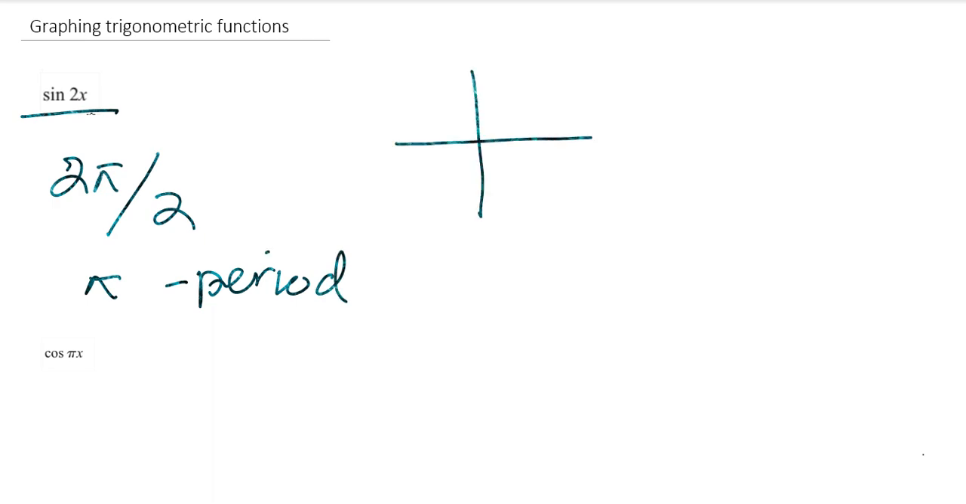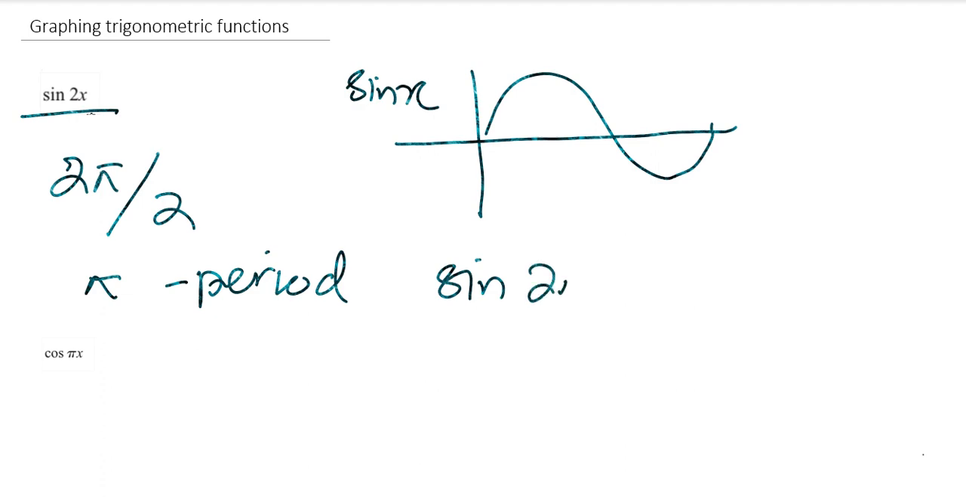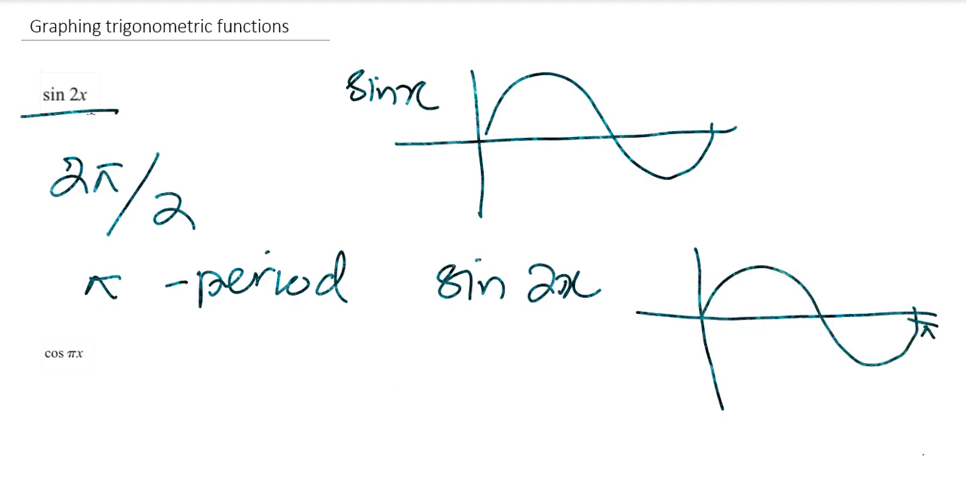We know about the original graph of sin x. That's in this form. But the graph of sin 2x will be in this form, and the period will be pi. You know that for sin x, it starts from 0 and ends at 2 pi. But the graph of sin 2x will end at pi because the period is pi. Okay, let's see another example.